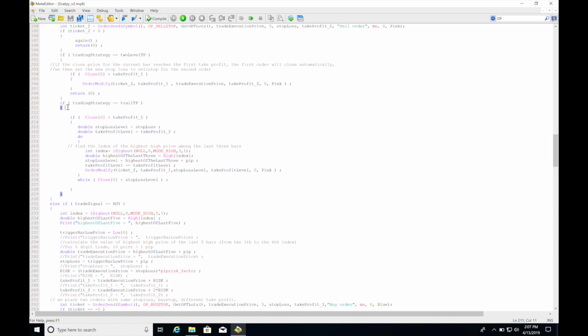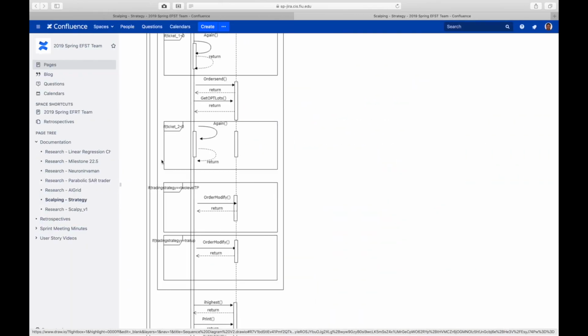If we were using the trail stop, we're going to do something similar, except we'll have to recalculate the stop loss, the take profit, and we'll have to move it according to the last 3 bars, or the highest of the last 3 bars. And once we do that, then we'll issue an order modify. And that is shown in this bar on the trail up.